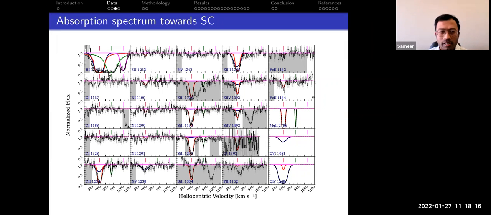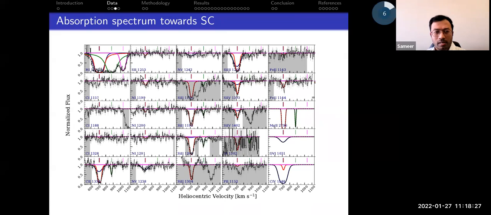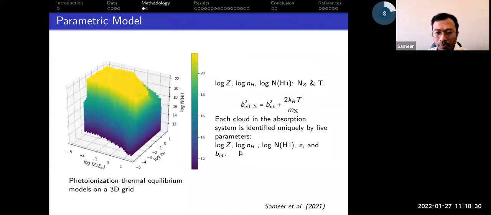So this process of exploring this Cloudy grid and fitting the data is done using a Bayesian approach, which I'll be discussing now. So each cloud in this absorption system is identified by 5 parameters. The parameters being metallicity, hydrogen number density, neutral hydrogen column density, and the redshift where the cloud is centered, and a b non-thermal, which is drawn from a uniform prior. Redshift is drawn from a Gaussian prior centered at the initial VP fit that we obtain. And then these 3 terms are drawn from this Cloudy grid.